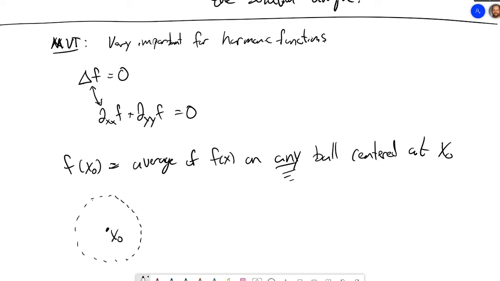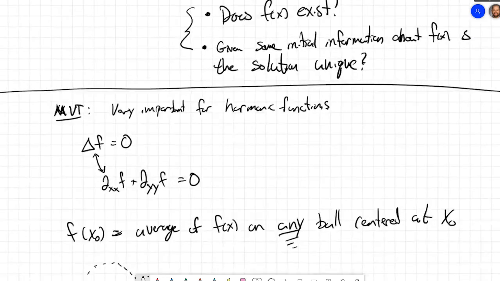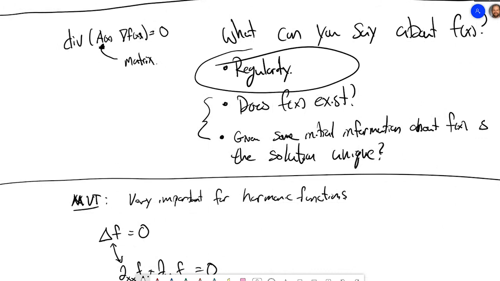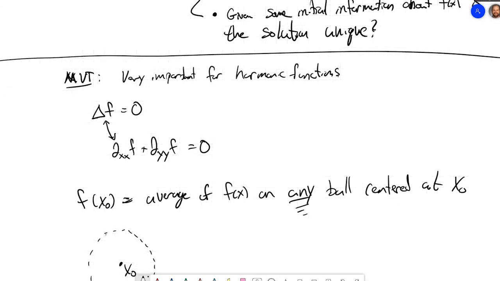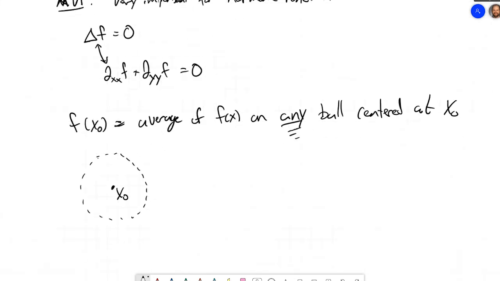And it doesn't matter what ball you drew. As long as it's centered at x naught, the average is equal to the value of the function at x naught. This is a super, super, super important tool in the study of harmonic functions, and it gets used to answer a lot of the questions here about regularity of these harmonic functions. Okay. Now, this is very well studied. This is not what my research lies in, but if you ever study elliptic partial differential equations, this is actually probably the first thing you learn. Super important. So what do I study?